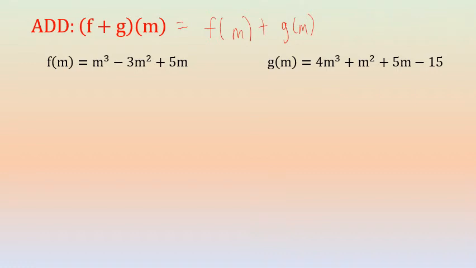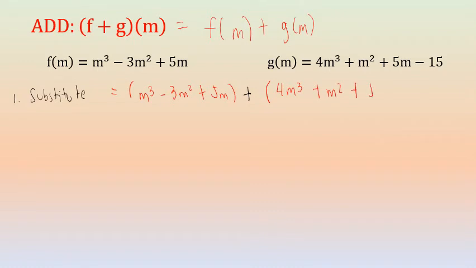Okay, so now, our first step, substitute. So, our f of m is m cubed minus 3m squared plus 5m plus g of m, which is 4m cubed plus m squared plus 5m minus 15.